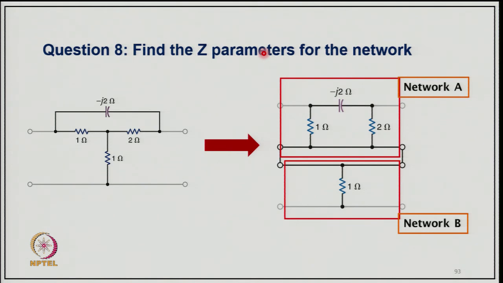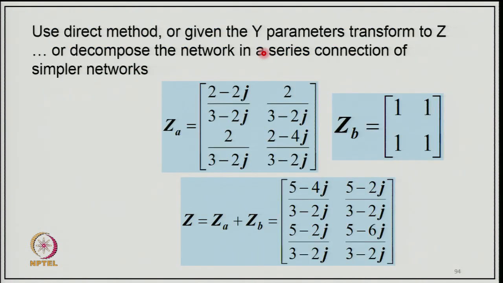And now question 8: find the Z parameters for the network. Here we have the same network again, connected as network A and network B. We can represent this network by dividing it into two parts, and either use the direct method, transform to Y parameters, or decompose the network into series or parallel connections.